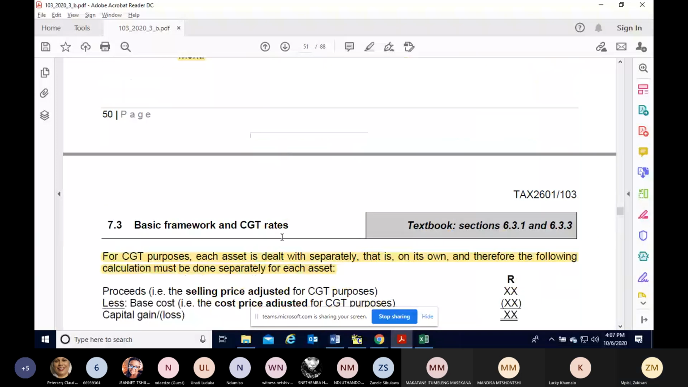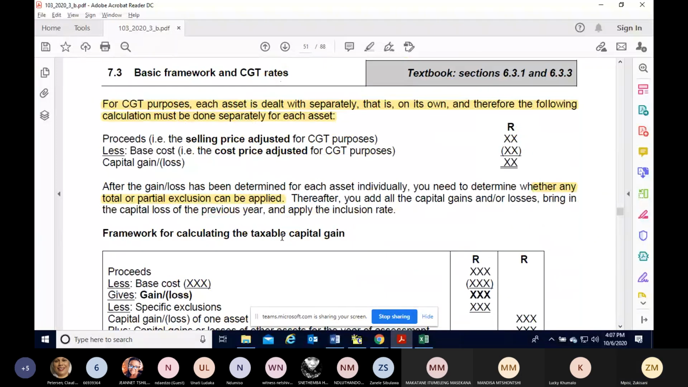So it is that part where we say in tax, unfortunately, you can't leave anything open. You have to provide an answer for everything. So every line item that you are given, you have to explain it.